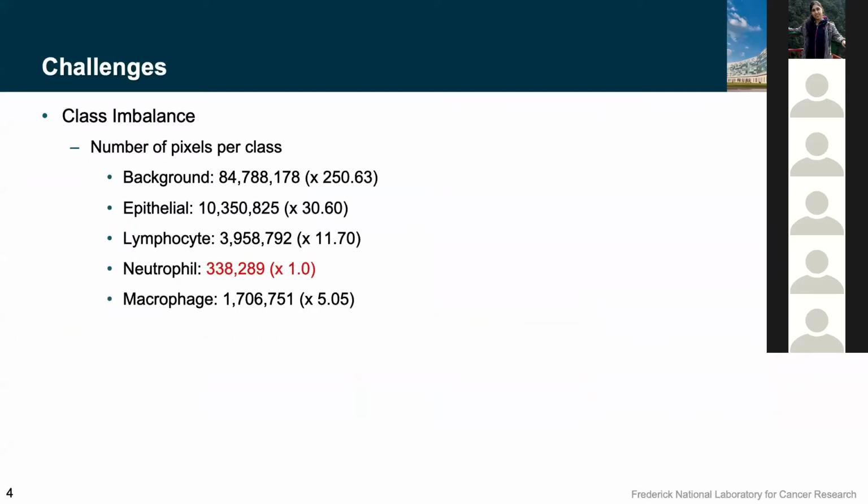And as the previous presenter already mentioned, there was a class imbalance between the 4 different classes: epithelial, lymphocyte, neutrophil, and macrophage. And also we have to segment or identify the background pixels. As you can see, the number of background pixels is about 250 times greater than the number of pixels from the neutrophil. And within the epithelial, lymphocyte, neutrophil and macrophage classes, there was another class imbalance as well.